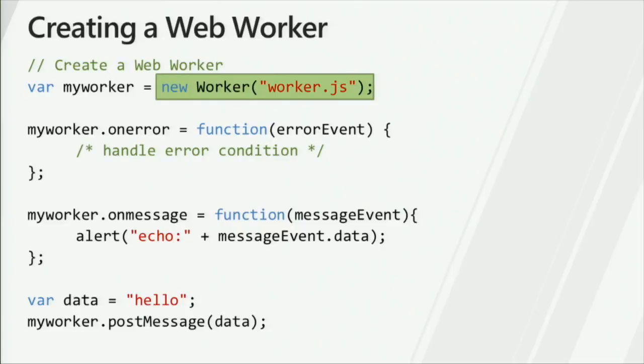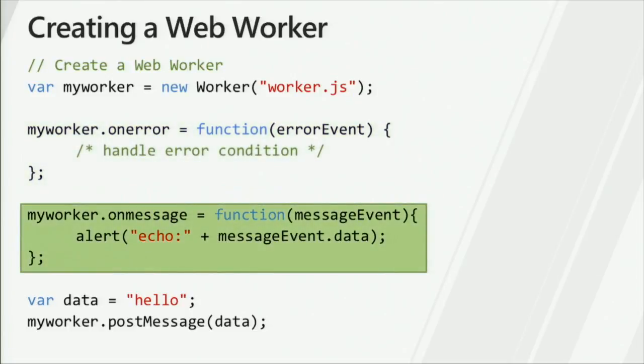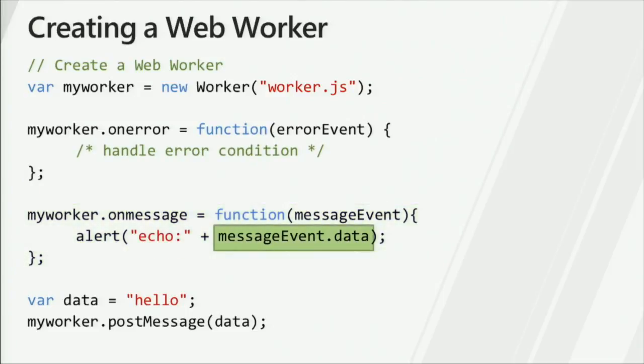Simply call new Worker and provide the JavaScript file that you want to run inside of it. It's a best practice to always provide an error handler in case something goes wrong. Messages are delivered from the worker via message events, and the payload from the message is in the data property of the event. Use postMessage to asynchronously send messages to the worker, in this case a simple string, hello.